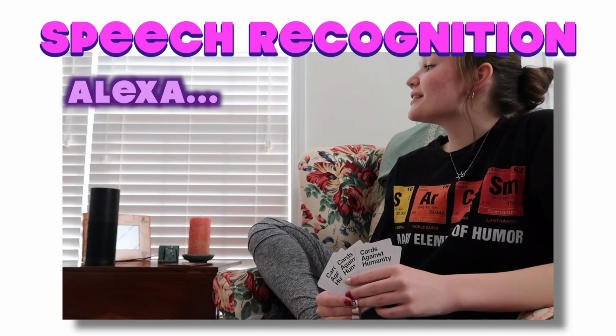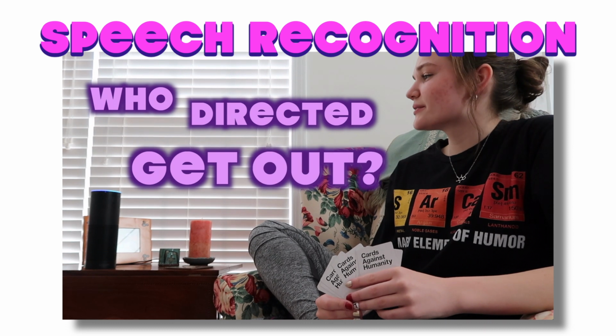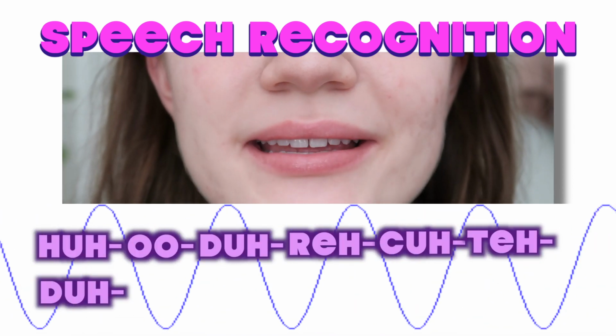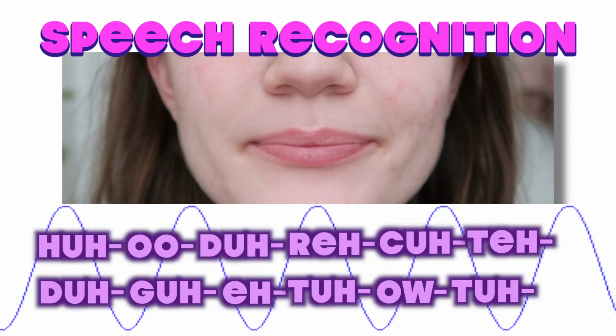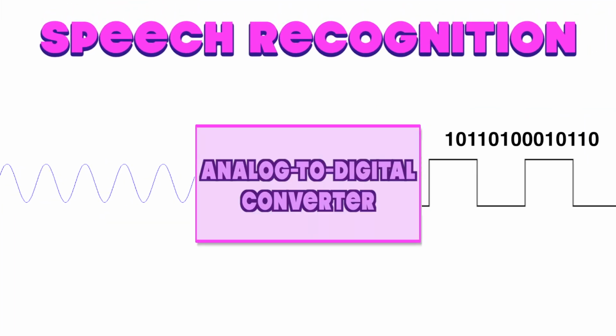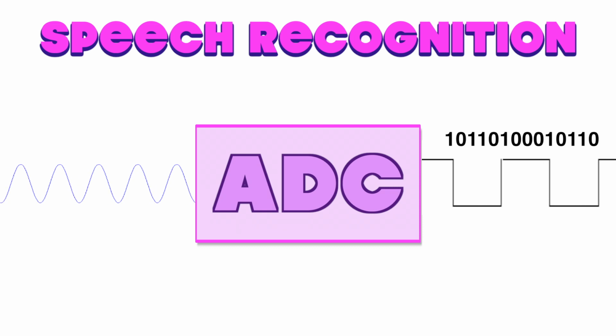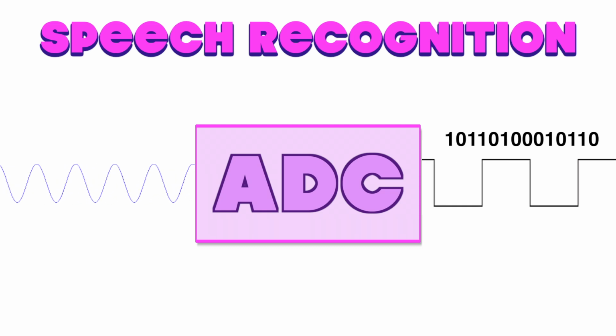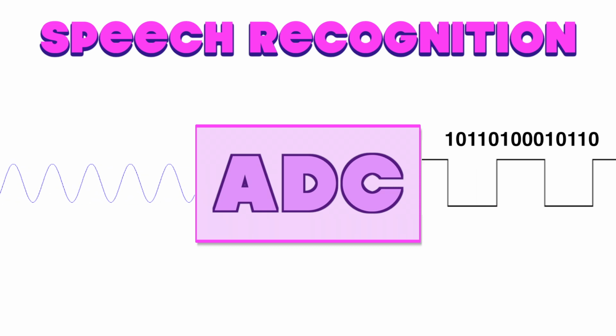Second, the extensive process of speech recognition begins with the speaker issuing a command. Alexa, who directed Get Out? Speech recognition software breaks down the commands into individual sounds. These sounds are then converted into a textual format using an analog to digital converter, or an ADC, that transforms the vibrations of speech into a digital binary format.